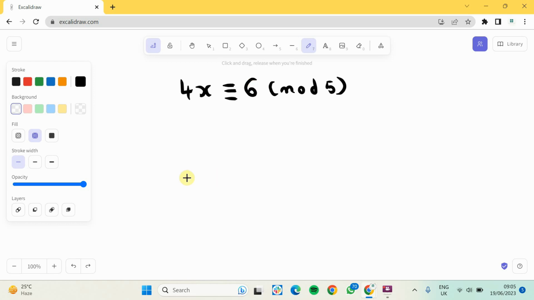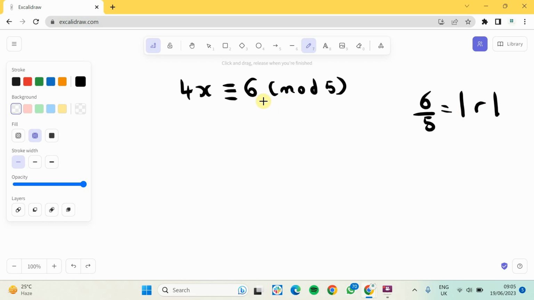Which one is better? If you look at it, I'll be saying, what is the multiple of 4 that if I divide by 5 will give me a remainder of 6? The gap is already very large. I can reduce this 6 further. So if I divide 6 by 5, what would that give me? That will give me 1 with a remainder of 1.